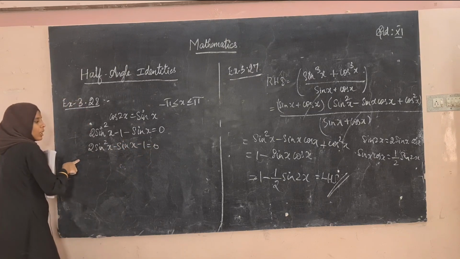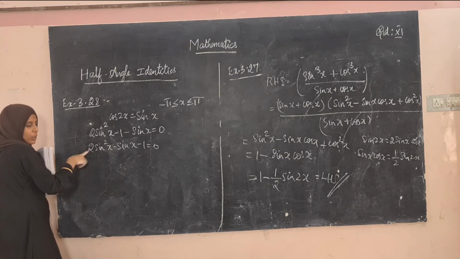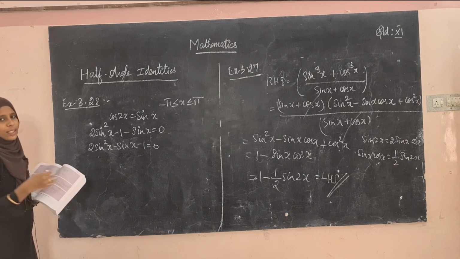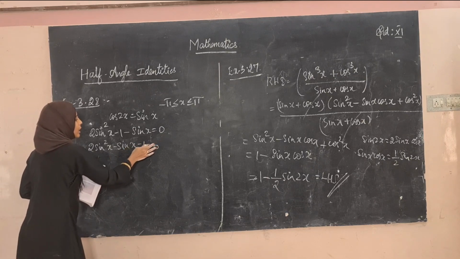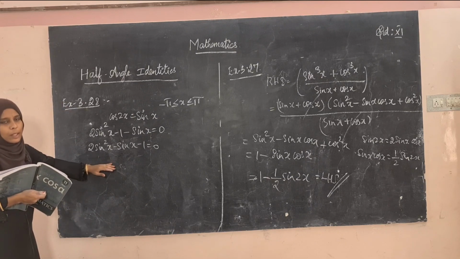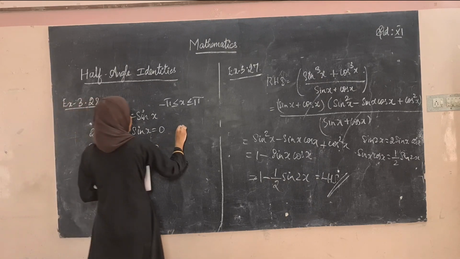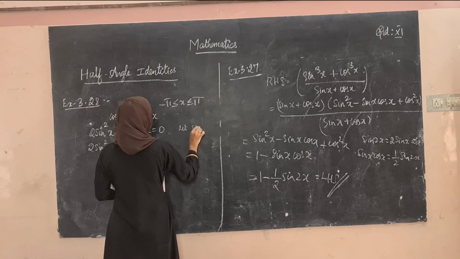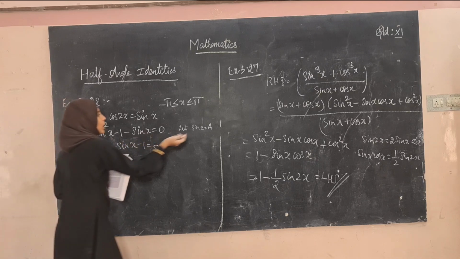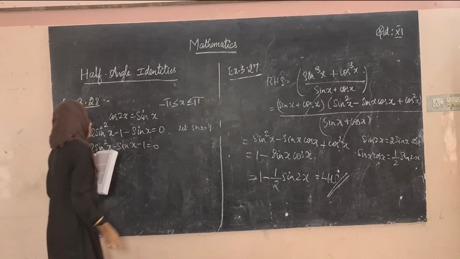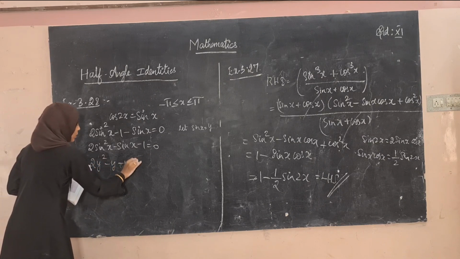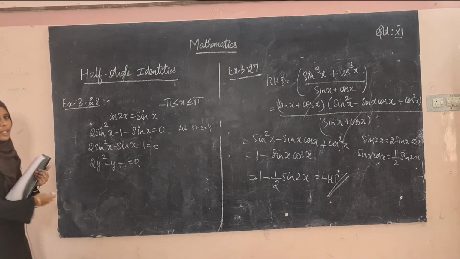This is a quadratic equation with variable sin x. If you are not getting this easily, if you cannot solve it with sin x, you can change it. Let sin x is equal to a, or change it to y. Let sin x is equal to y. So the equation becomes 2 into y square minus y minus 1 is equal to 0. Now we got the quadratic equation.